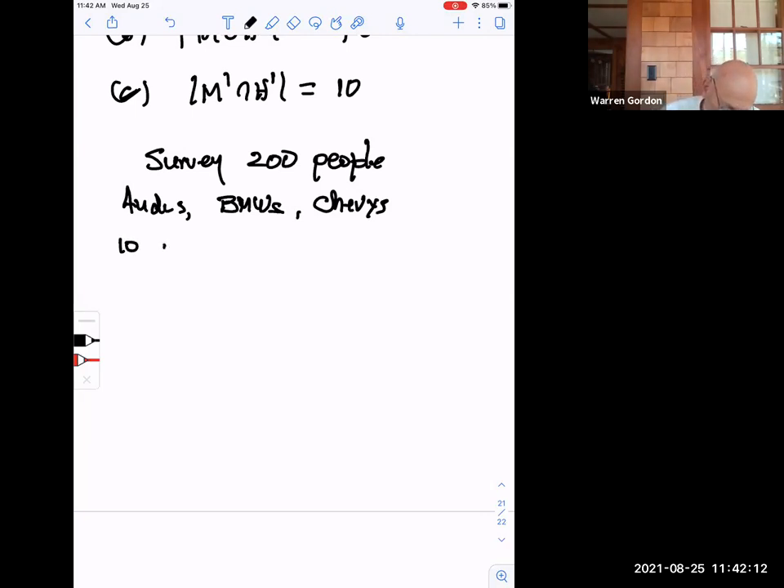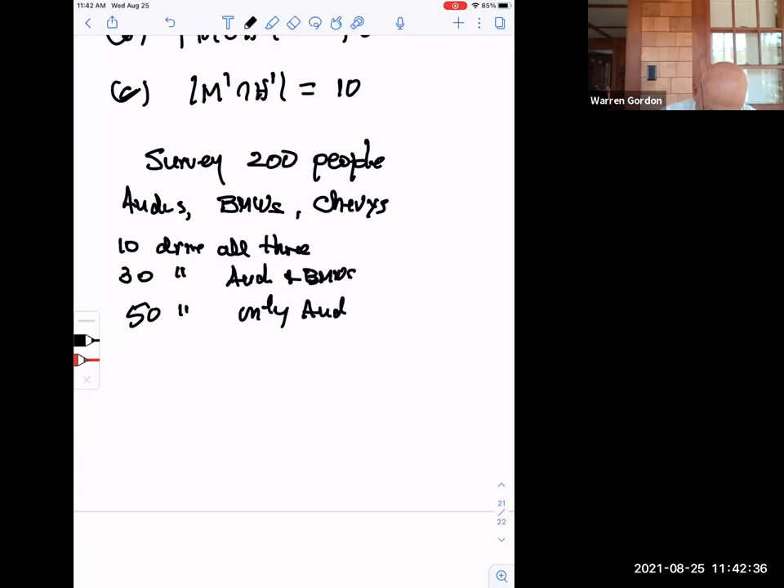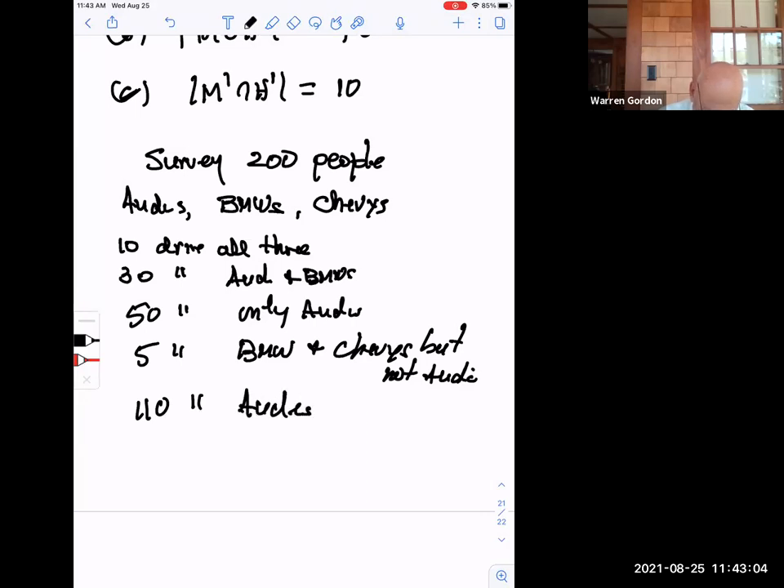And here's the data. 10 drive all 3. 30 drive Audis and BMWs. 50 drive only Audis. 5 drive BMWs and Chevys, but not Audis. 110 drive Audis. 25 do not drive Audis, but drive BMWs.